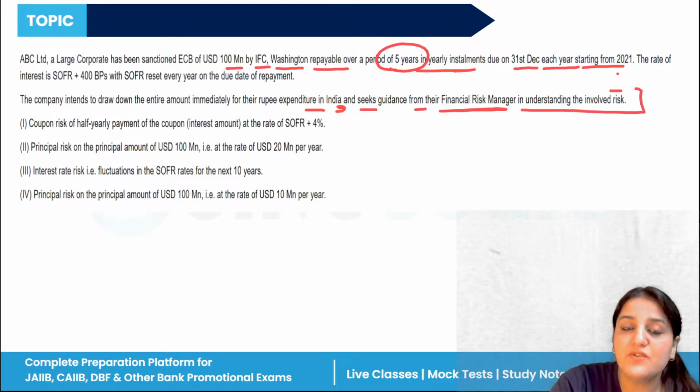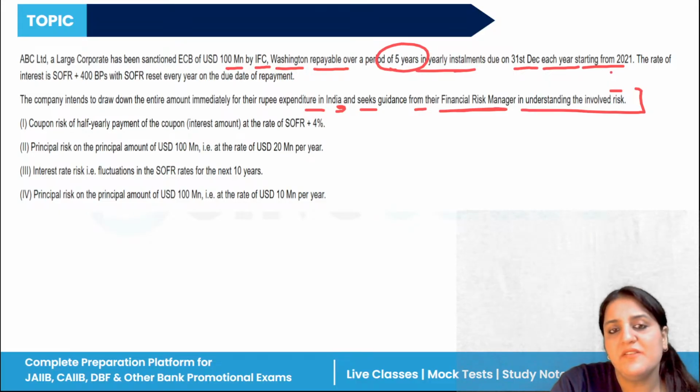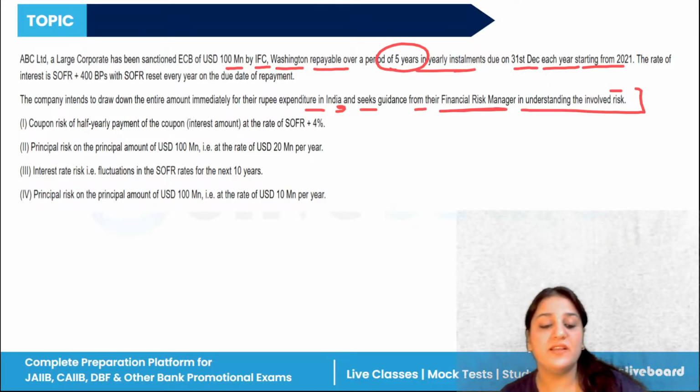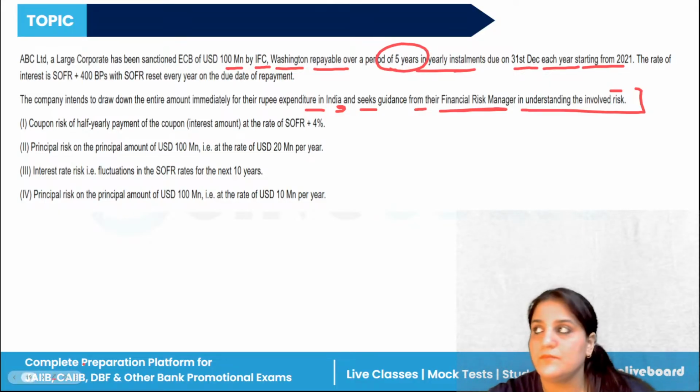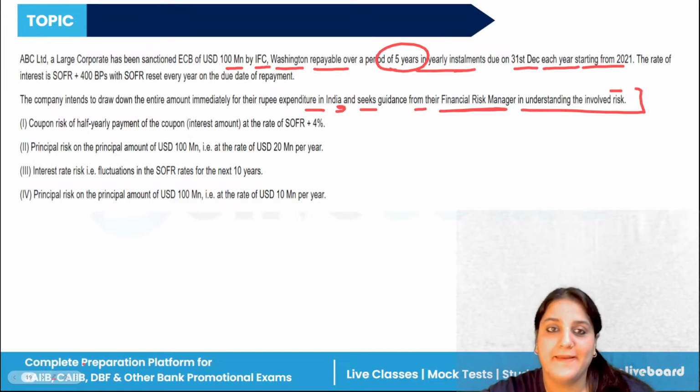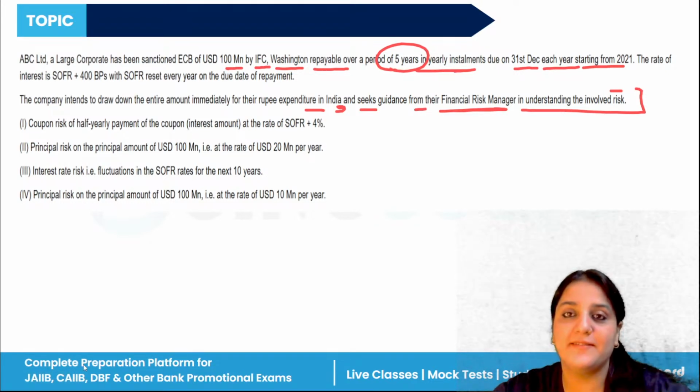So coupon risk of half yearly payment of the coupon is given. Principal rate risk on the principal amount of US dollar 100 million is given. Interest risk fluctuation is given. Principal risk on the principal amount is given here. So how to calculate this question?